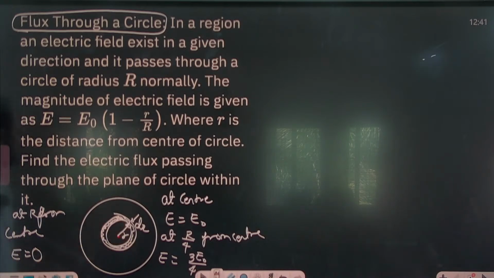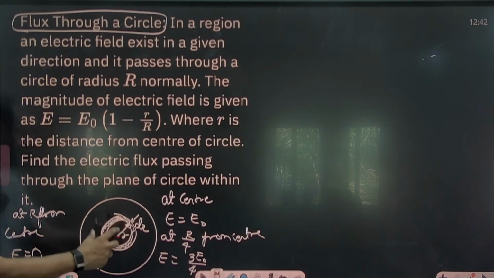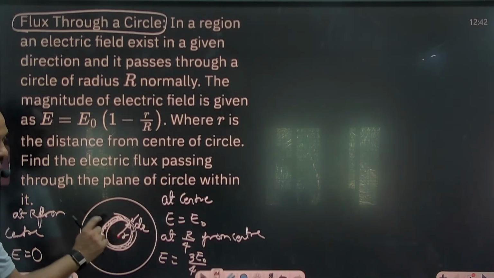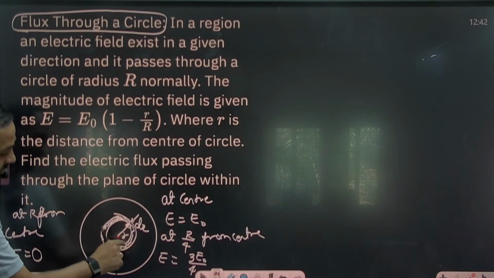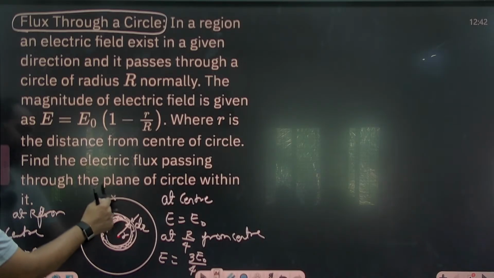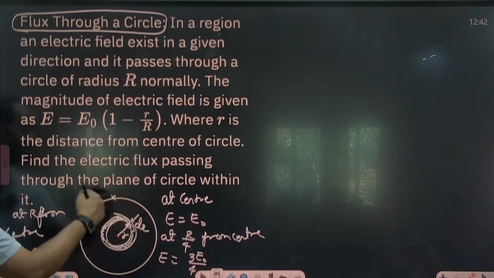So I take a circular ring at r distance. On this ring, is the electric field constant? Yes or no? Yes, because every point on this ring is at the same distance r, which means at every point on this ring the electric field will be the same. Say for example, if I want to calculate the electric field on the edge, what is the distance of the edge from the center? R. So what is the electric field here? 0. What is the electric field here? 0. So on the edge the electric field is 0.